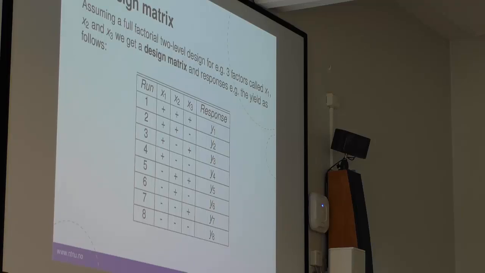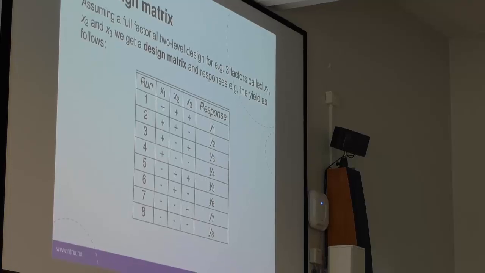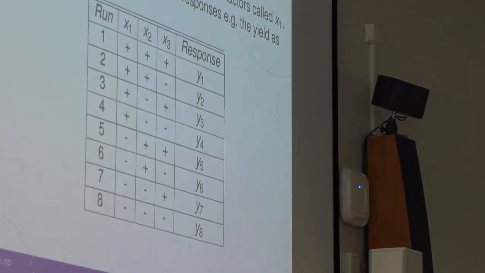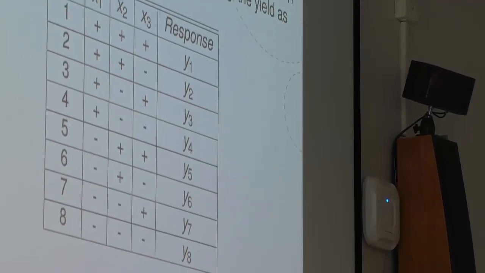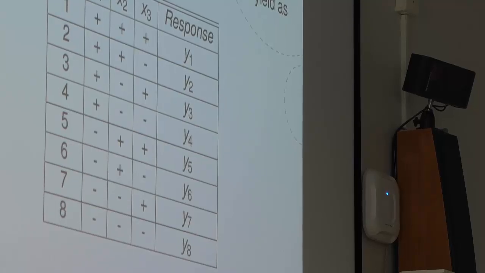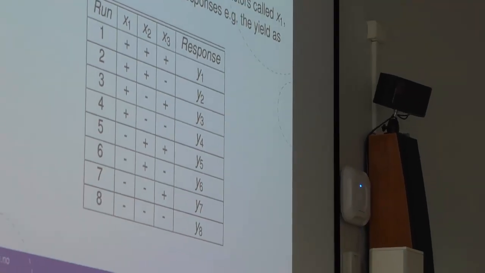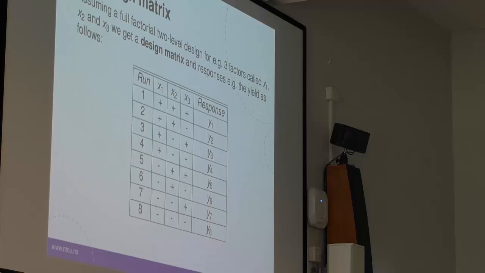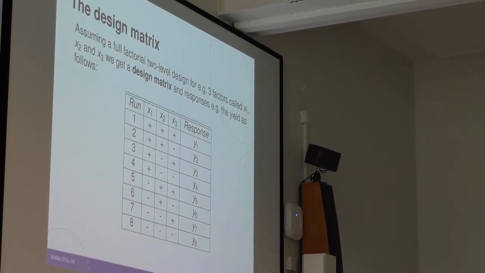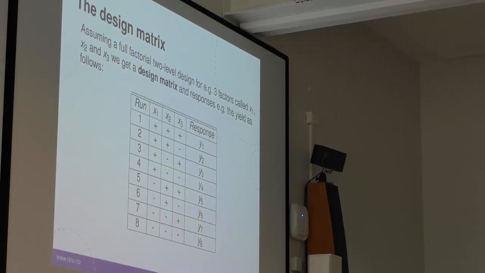In this case, the plus means the high setting of the factor, and minus is the low setting, assuming now just a two-level factorial design. And the response, assuming yield again as an example, will look something like this. So the first run, for instance, is a high setting of all three factors. That is what you take with you to the lab in order to twist the knobs, so to speak, to get the results you're looking for.